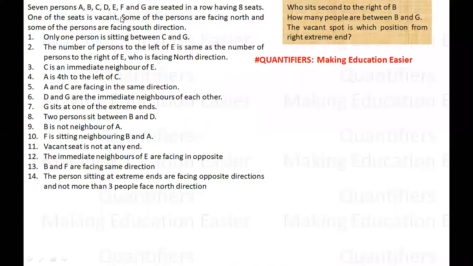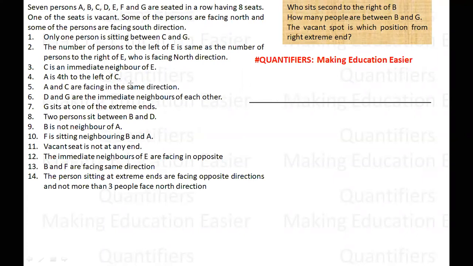Okay, so the next says there are 7 persons, A, B, C, D, E, F, and G seated in a row having 8 seats. One of the seats is vacant. So there are 7 people and 8 seats. Some of the persons are facing north, some are facing south. So it is one interesting set.